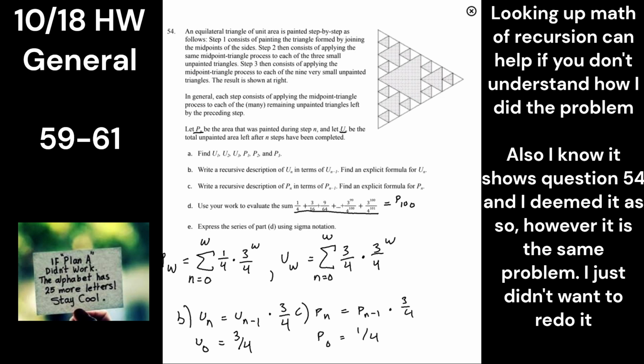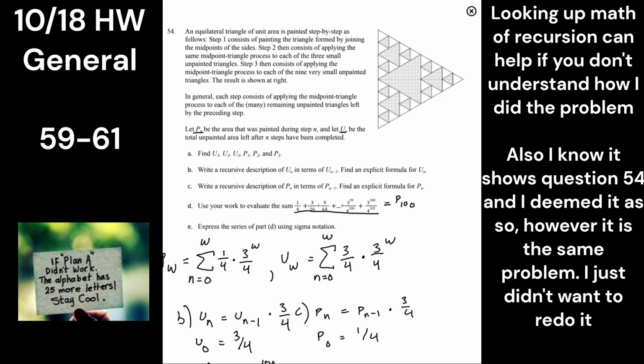Now we're going to do D. Should we do E? No, we're going to go to E, which, again, is very simple. We already wrote down most of the work. So it would be the sequence of W, but in this case it's P to the 100, which I wrote over here: n equals 0, 1 over 4 times 3 over 4 to the 100. So that's, I think, really simple.